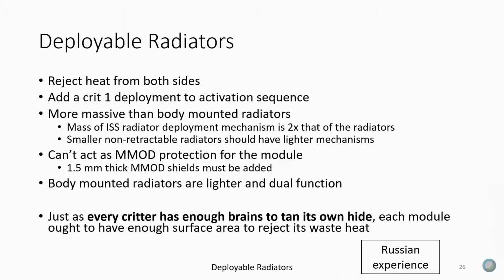The other thing that happens if you go deployable is they can't act as micrometeorite protection for the vehicle. A typical radiator is equivalent to about 40 thousandths of an inch of aluminum, which is about a millimeter, and it acts as a micrometeorite shield. So if you put that as a body-mounted radiator, it's your shield. If you don't have a body-mounted radiator, you've got to add some micrometeorite shields everywhere, and those tend to run 1.5 millimeters.